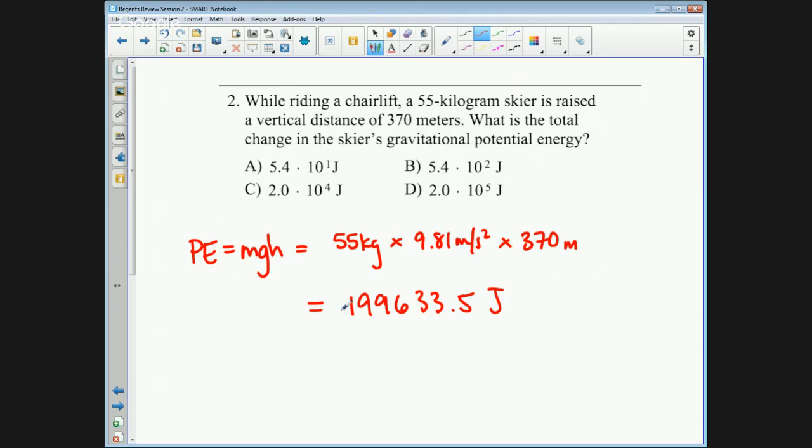We notice everything is in scientific notation. So this is 1, 2, 3, 4, 5: 1.9 times 10 to the 5 joules. This is closest to D, which is 2.0 times 10 to the 5 joules. Okay, the answer is D.